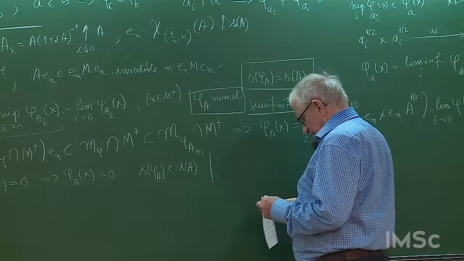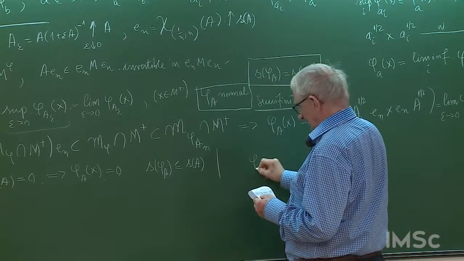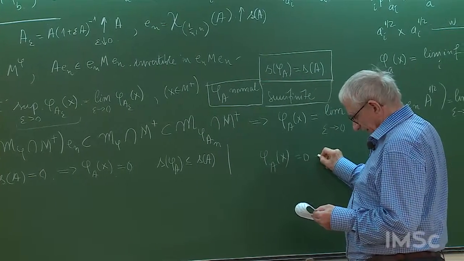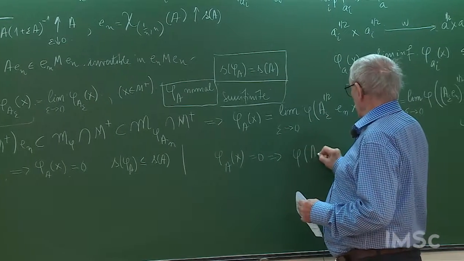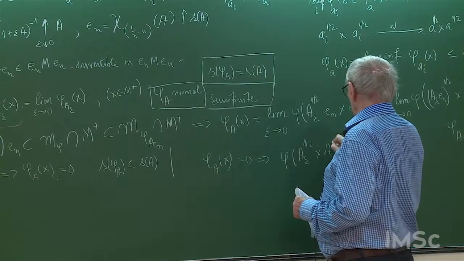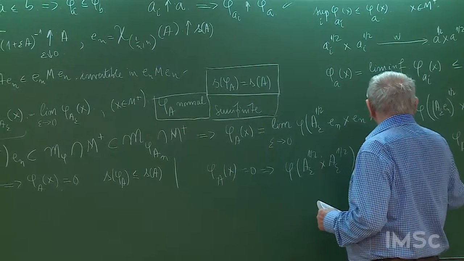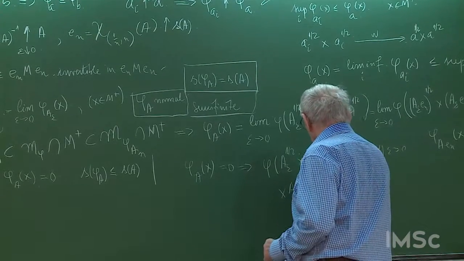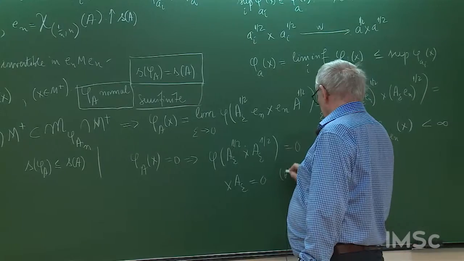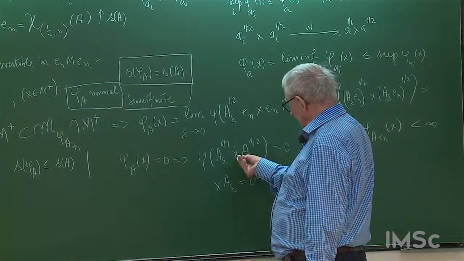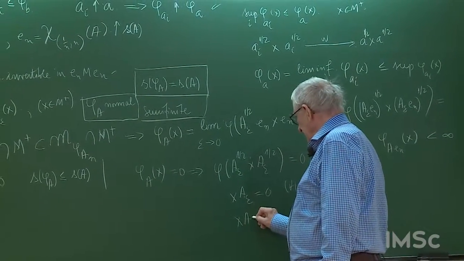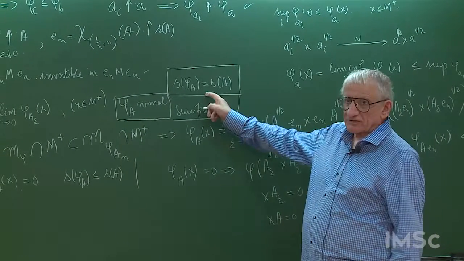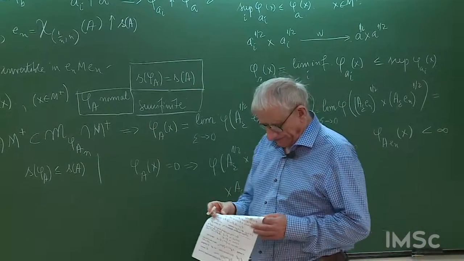And now let's see this thing. If phi sub a of x, being a positive element in M, is equal to 0, that means that phi a epsilon 1/2 x a epsilon 1/2 is equal to 0 for every epsilon positive. And that means that x a epsilon is equal to 0 for every epsilon. And as a sub epsilon converges increasingly to a, it means that x a is equal to 0, so that x times the support of a is equal to 0, and this accounts for this equality in here. Okay. Good.